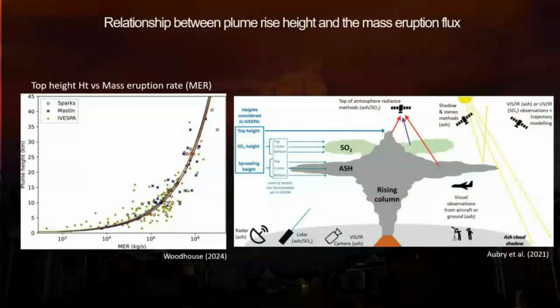One of the primary controls on how high a column goes is essentially what we call the mass eruption rate, or MER. Here on the left, you see that the plume height that is reached in kilometers somewhat scales with a power law with the mass eruption rate. So this is of importance, of course, for us to understand when something happens very fast. We can tell what is the mass eruption rate.